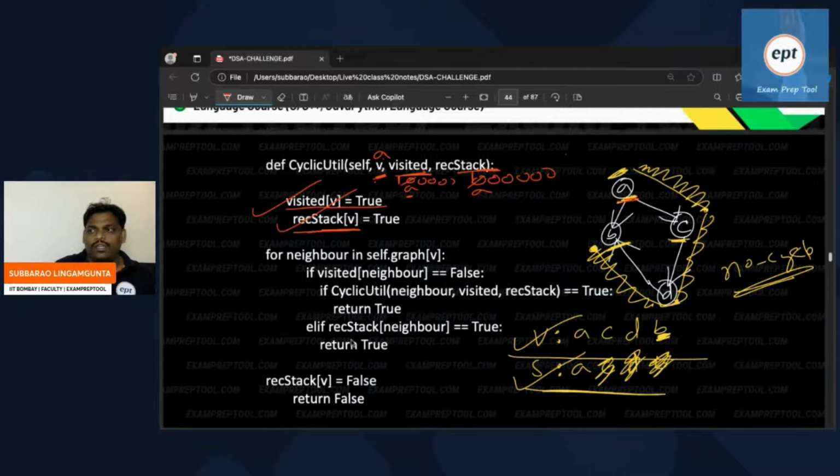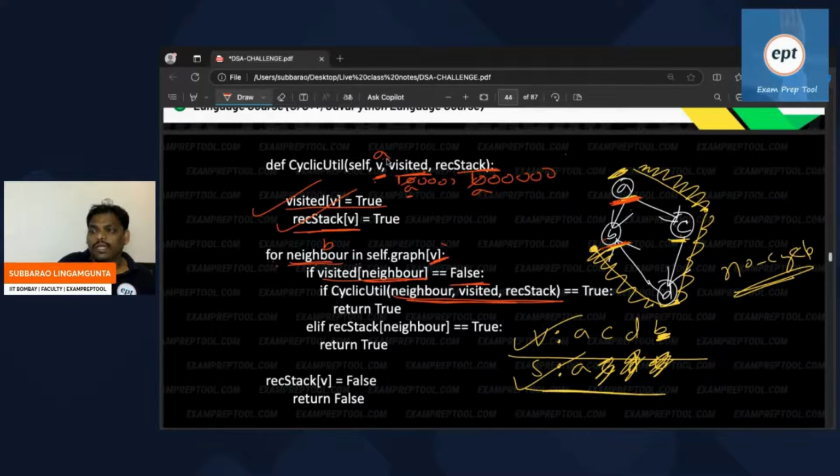Now start the story. I am at A. Visited of A has value 1, stack of A also value 1, everything done. Now find A's adjacent vertices. See, for neighbor in graph of V, in this range, find all the neighbors. I think A's neighbors are B and C. Take one of the neighbors. I will take B first. Now check: visited of B is equal to false, if not visited. A's adjacent are B and C. I took B. If B is not visited, do the same story.